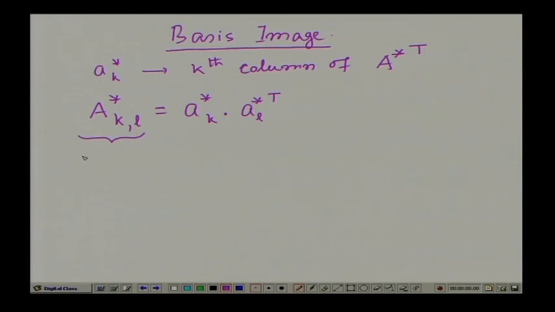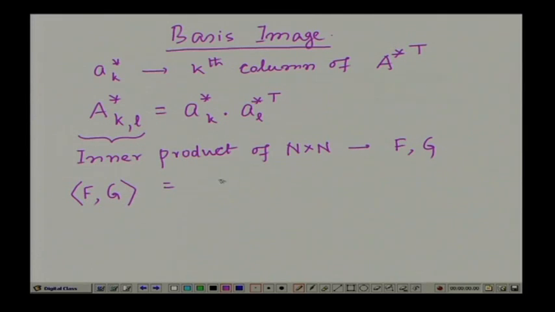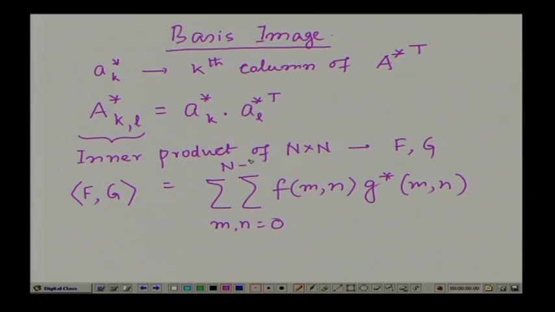Okay. Let us also define the inner product of two n by n matrices, say F and G. The inner product of these two matrices F and G is defined as the sum of F m n G star m n, where both m and n vary from 0 to capital N minus 1.